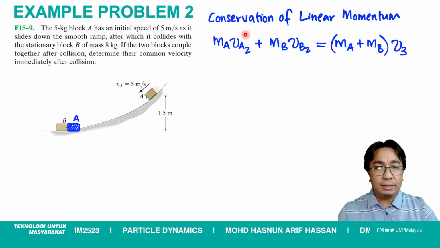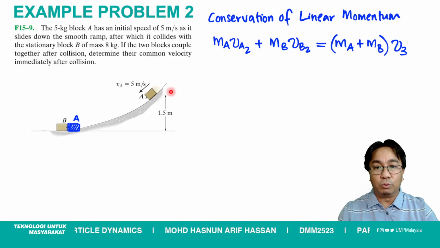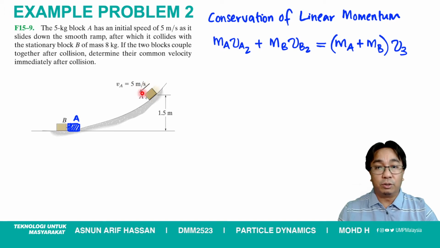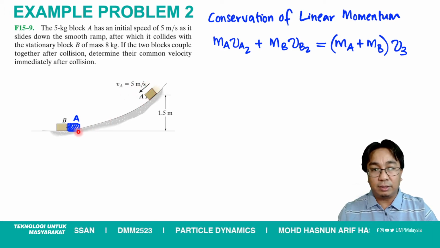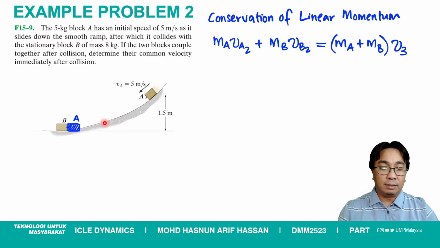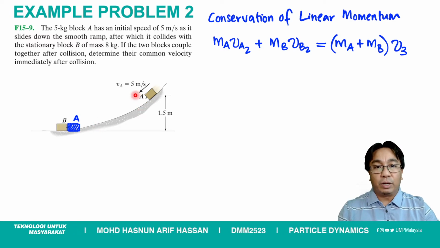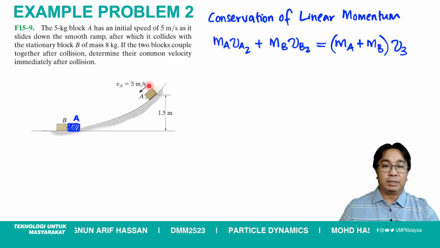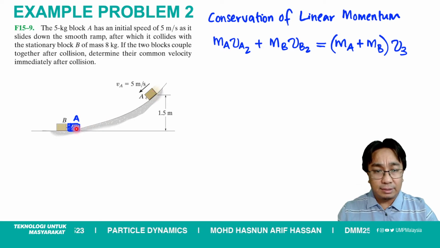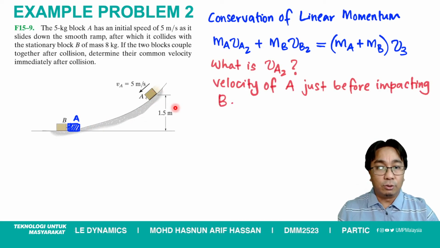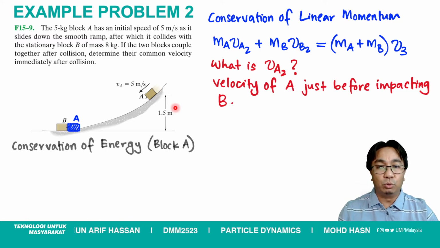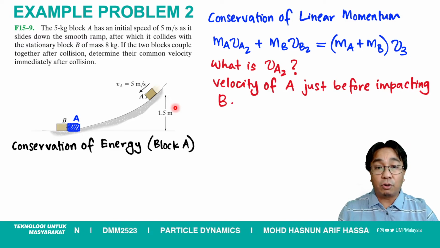But the question is, what is VA2 here? We don't know VA2, the velocity of A before it impacts B. Definitely it is not equal to 5 meters per second because throughout the motion there must be some losses to surroundings, and VA2 must be different than what it has initially of 5 meters per second. So how do we determine what is VA2 here? We see that there is a change of height going down here. So the velocity of A just before impacting B, VA2, can be determined using the conservation of energy.